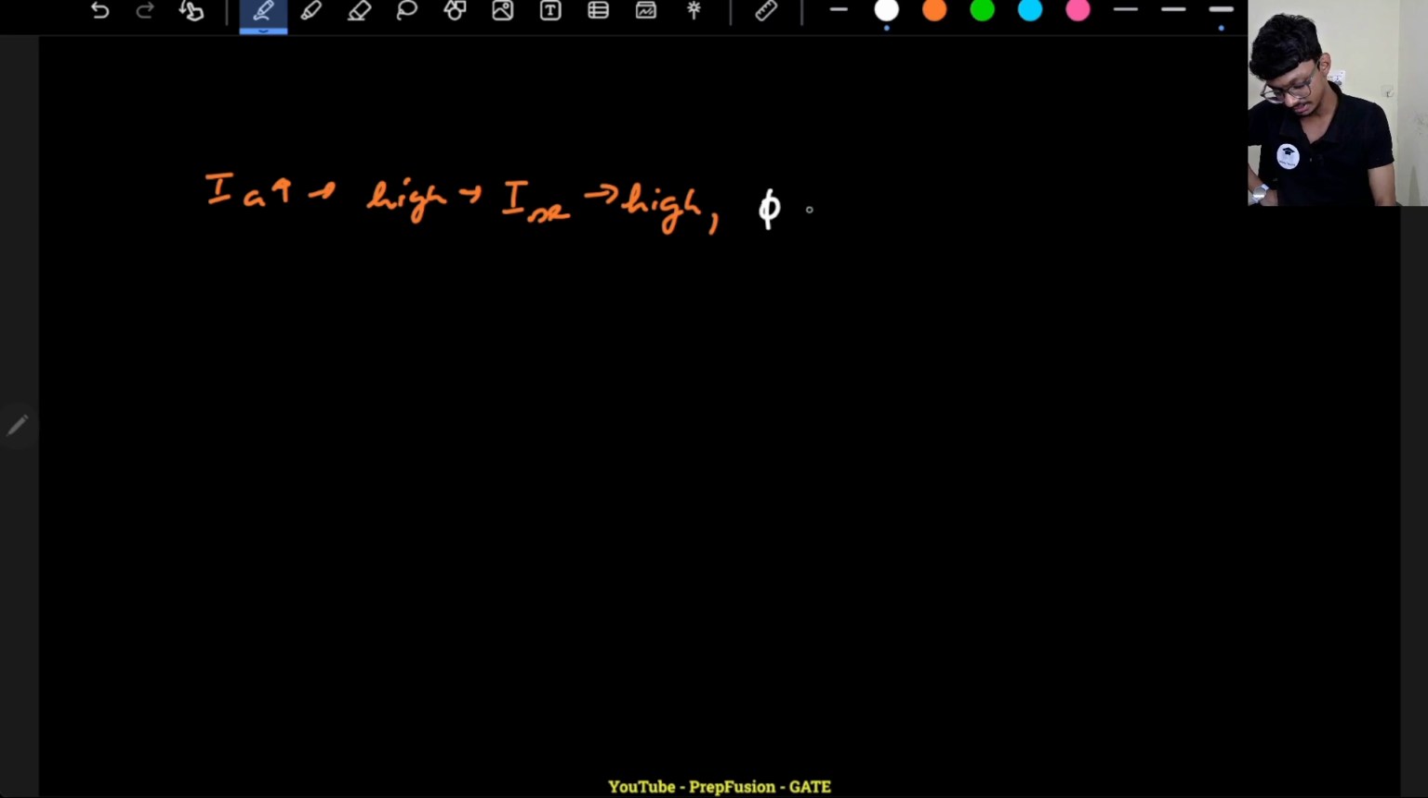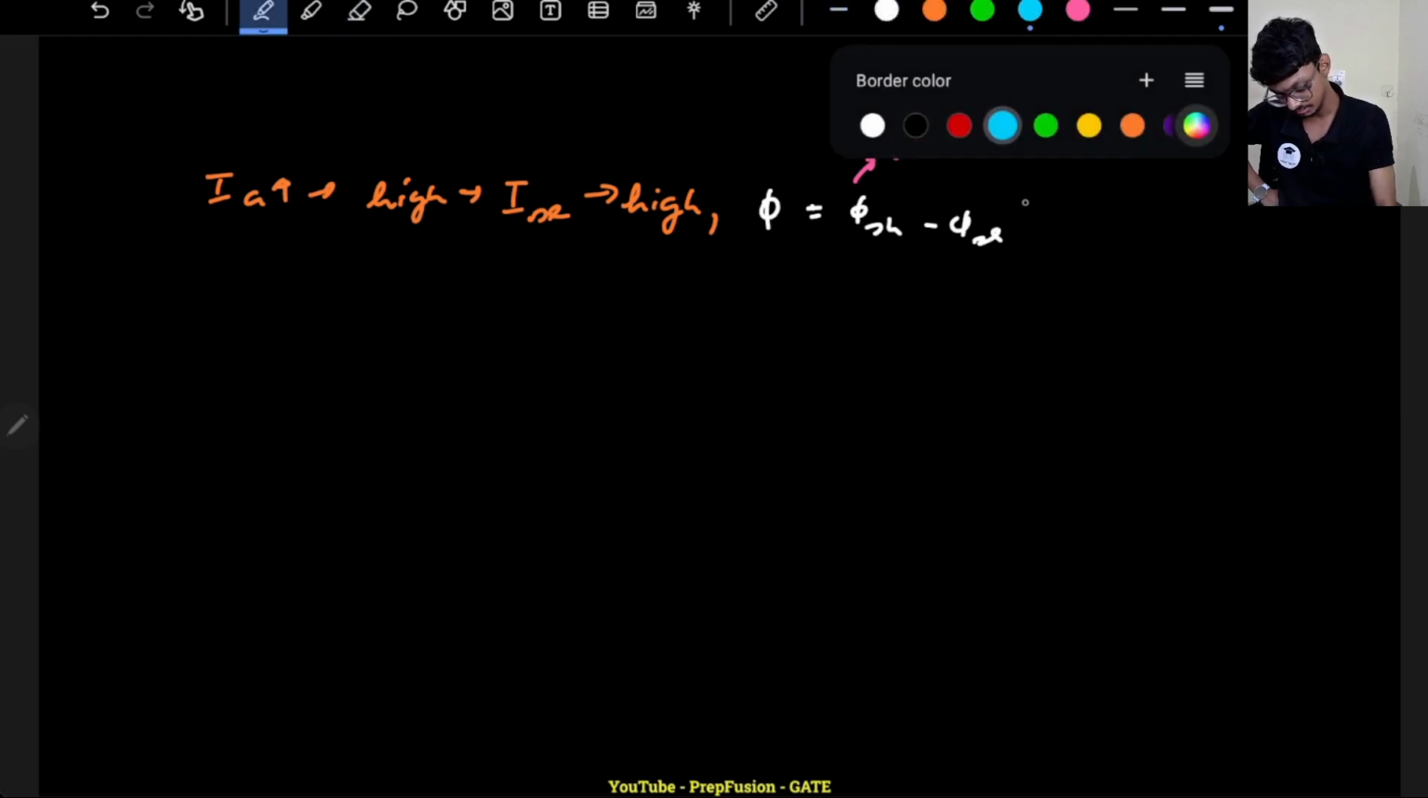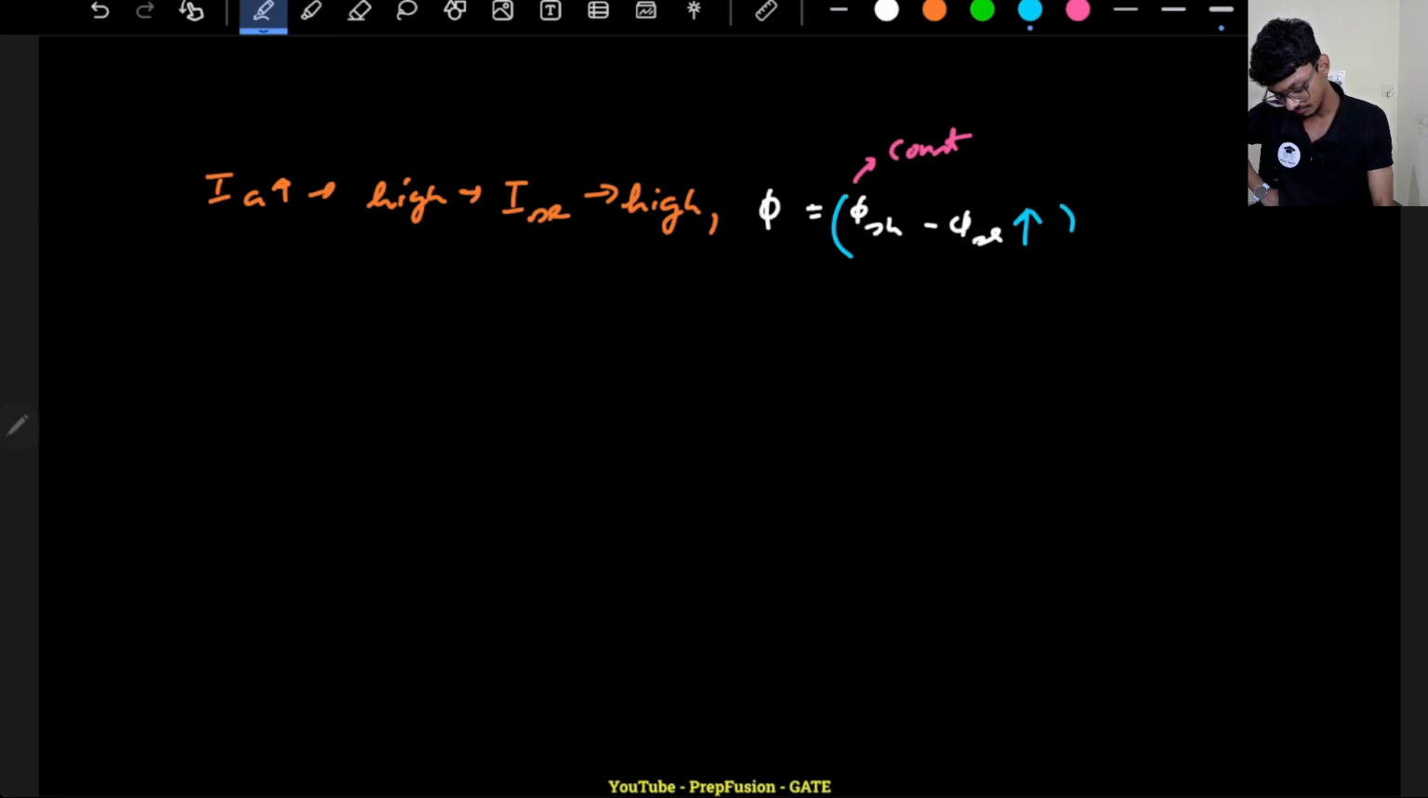So overall flux is equal to phi SH minus phi SE, where phi SH is constant. It is Vt by Rf. The series flux is increasing, right? So overall my flux will reduce rapidly. Rapid reduction. So my speed will increase rapidly.